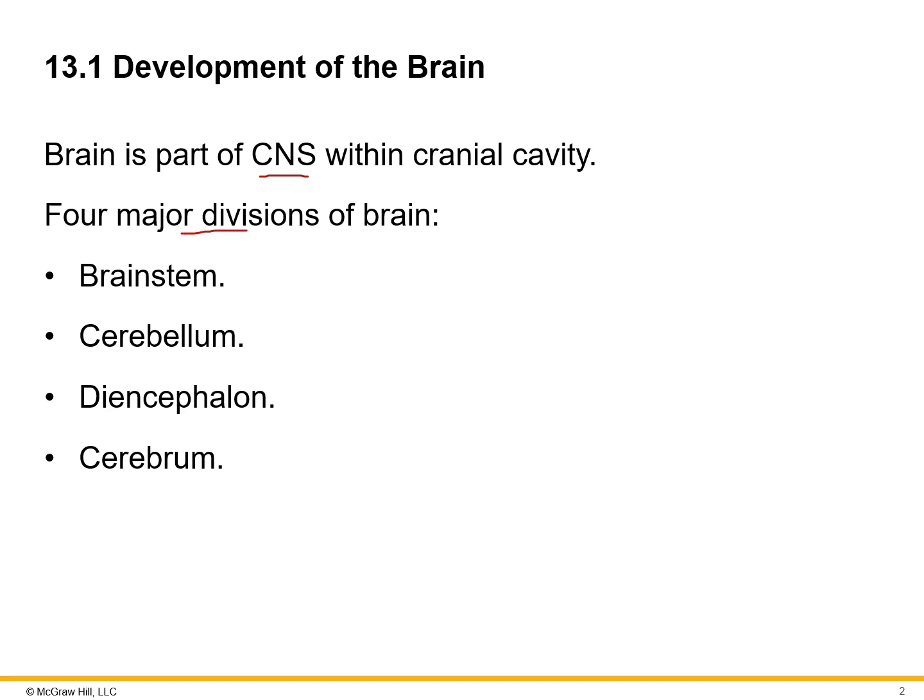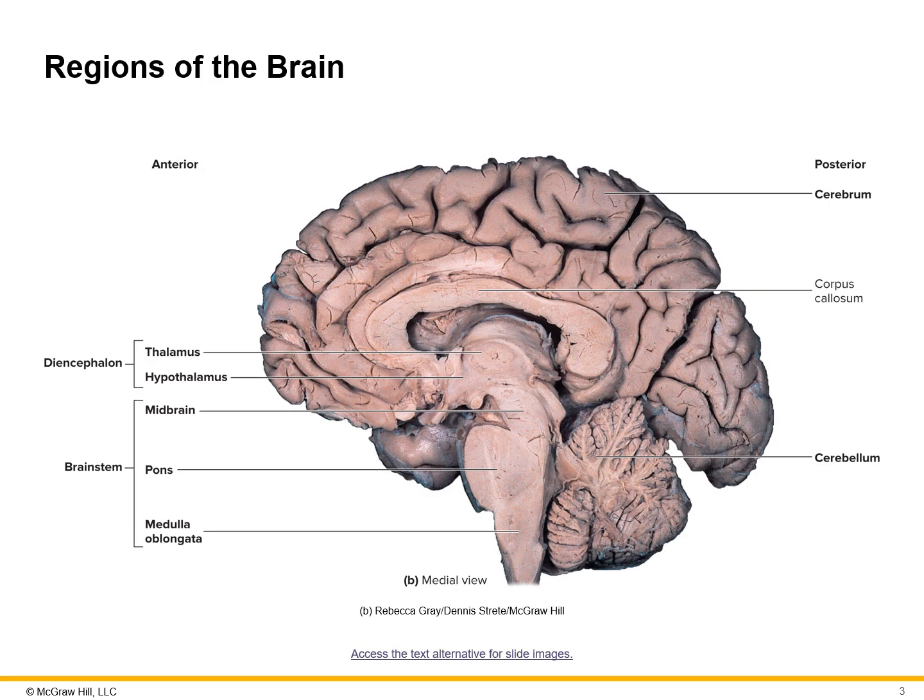There are four main divisions of it. So we have the brain stem, the cerebellum, the diencephalon, and then the cerebrum. And the cerebrum is the biggest part. That's mainly what we think about with the brain, but all these other parts are included as well. And this is showing the regions of the brain.